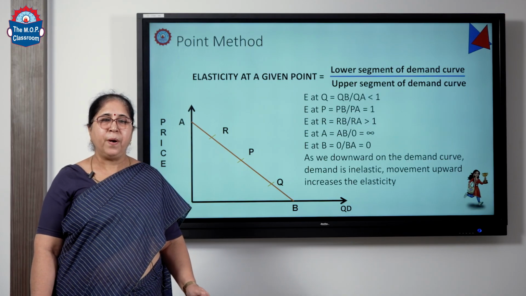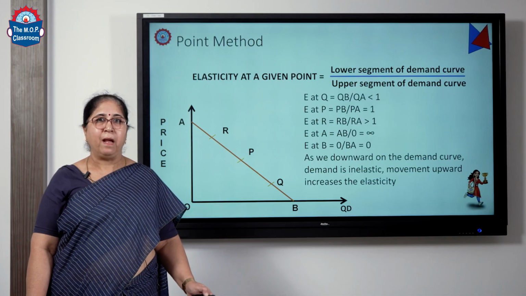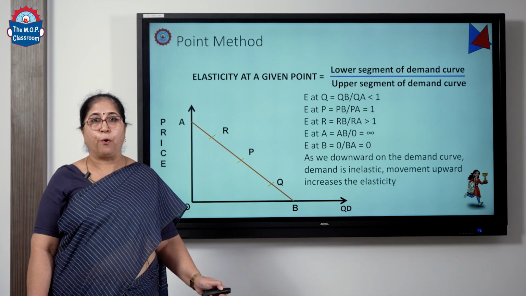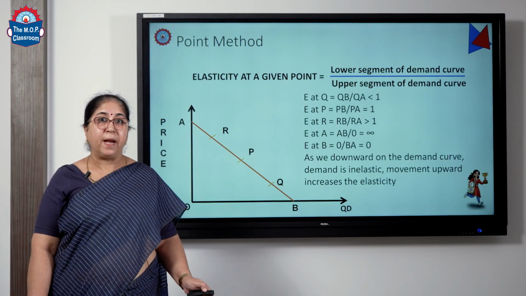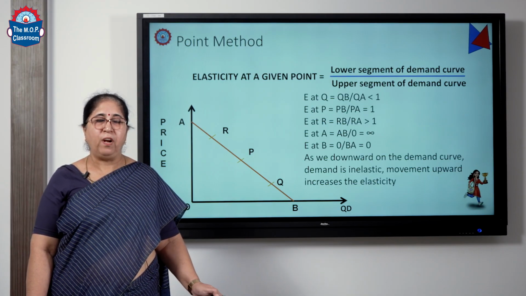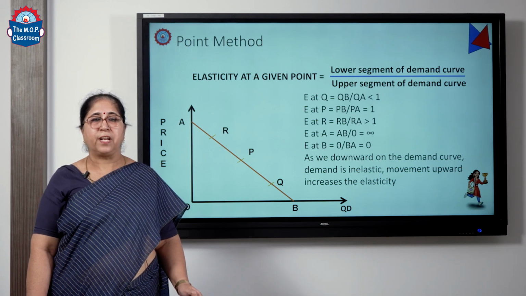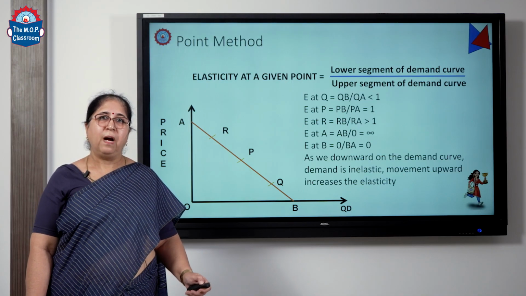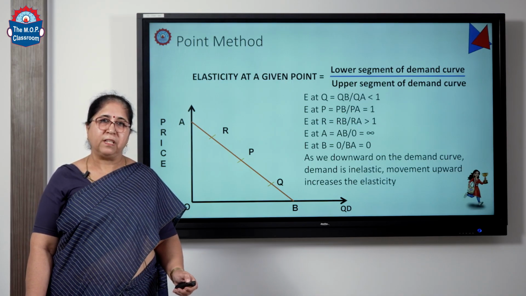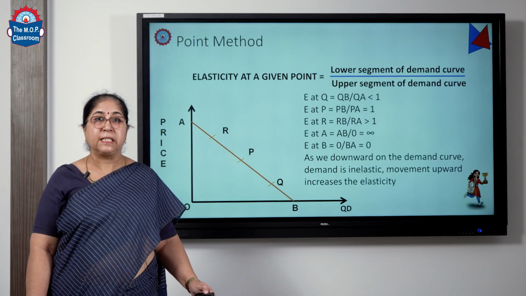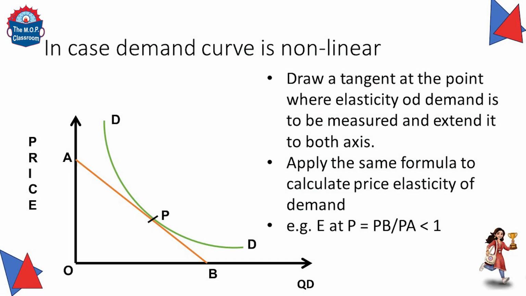Mind here, at the uppermost part of the demand curve, that is A, the lower segment is AB, and the upper segment is 0. So elasticity at point A will be infinity. If you calculate elasticity at point B, the lower segment is 0, but the upper segment is the full demand curve, that is AB. So elasticity here will be 0. Now please note, on the same demand curve, when you move downward, elasticity of the same product is decreasing. When you move upward, elasticity of the same product is increasing. That was the case when your demand curve was linear.